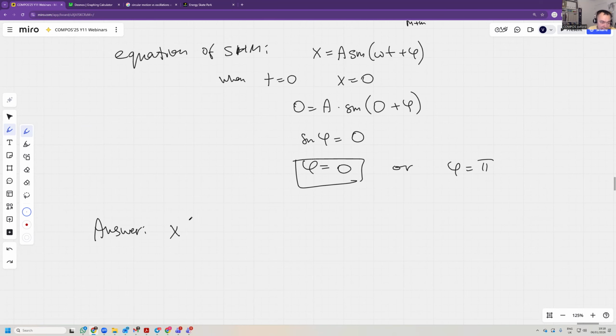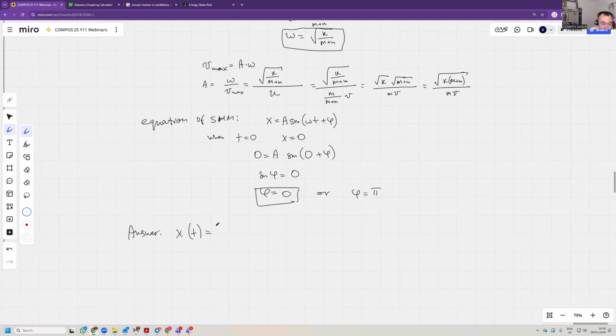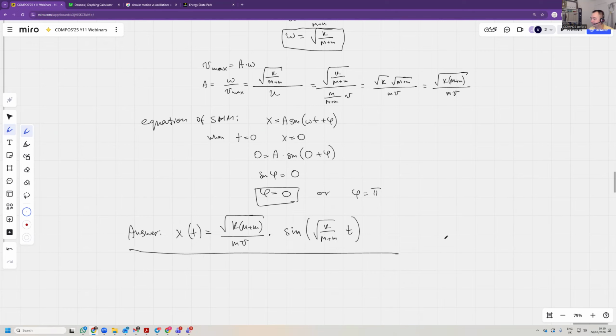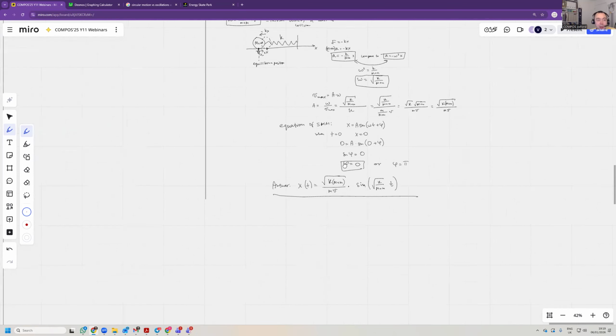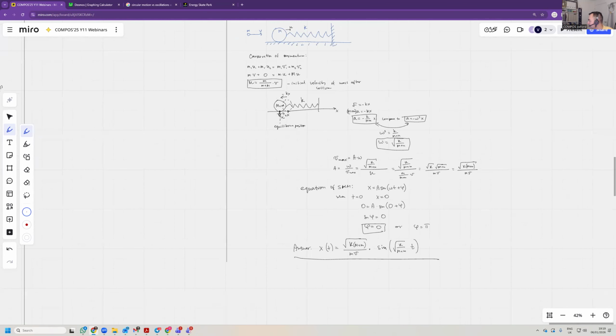So finally, the answer: x of t, because x is a function of t, is the amplitude, which is the square root of k M plus m over mv, multiplied by sine omega t, where omega is the square root of k over M plus m. And that is the solution. That is the equation of motion of the big mass once the small mass gets embedded inside.